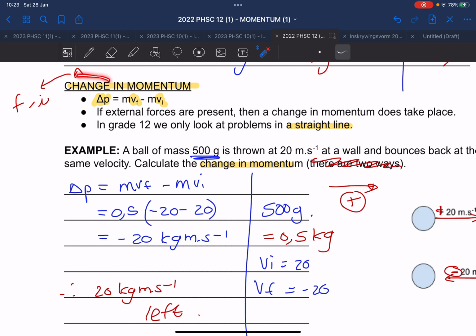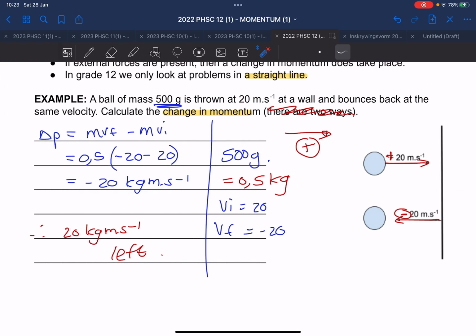Now, the symbol for change in is the triangle, that delta. And change in is always final minus initial. So the change in momentum will be the final momentum minus the initial momentum. And we have that when there are external forces present. In grade 12, we're only going to look at straight line scenarios. Okay, so it tells you there: a ball of mass 500 grams is thrown at 20 meters per second at a wall and bounces back at the same velocity. Calculate the change in momentum.